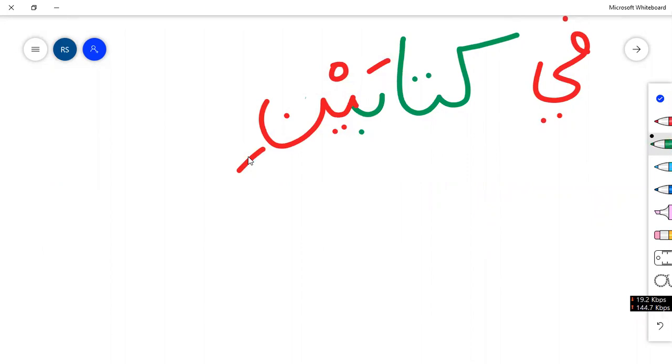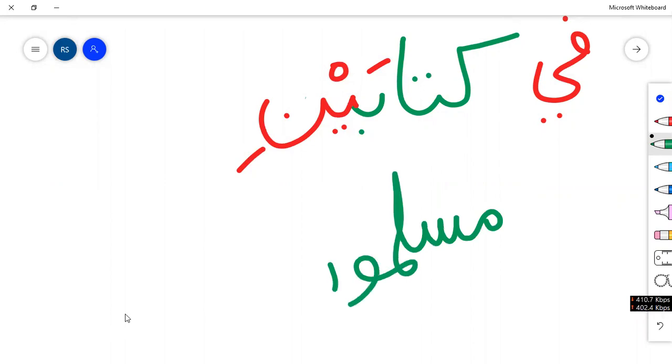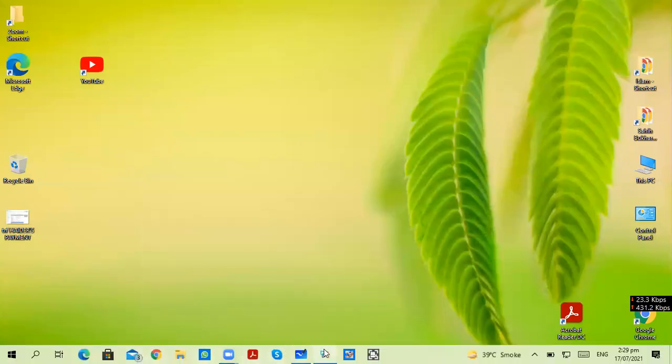Now you will learn about the plurals. And in plural, we have learned the types of plural. So here we will learn the Jama Muzakkar Salim, like Muslimuna. Muslimuna is marfu. Let's see what happens when we add harf jar to this.